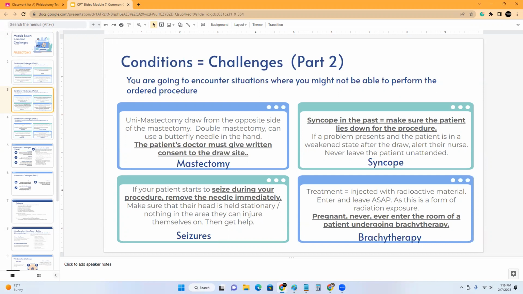For brachytherapy, so brachytherapy is treatment where the patient is injected with radioactive material. No one that is pregnant should ever enter a room with a patient that is undergoing brachytherapy. They may not be actively getting their injection, but if they are in active treatment with brachytherapy, they are still emitting radiation and can affect those around them. You will be given a little radiation badge or specific PPE to enter the room if you are not pregnant to draw their blood.